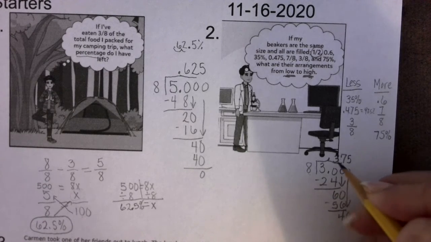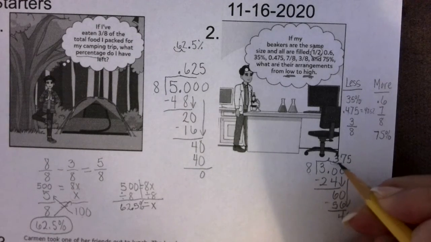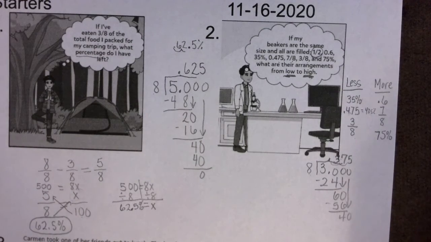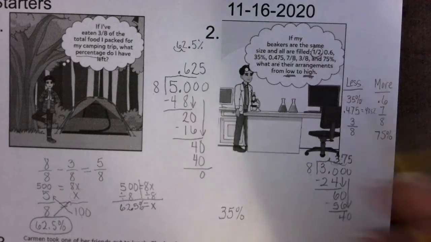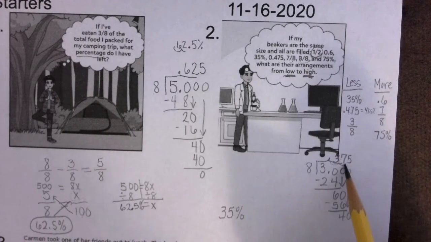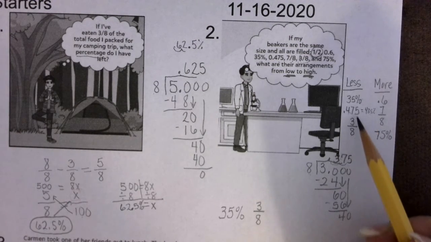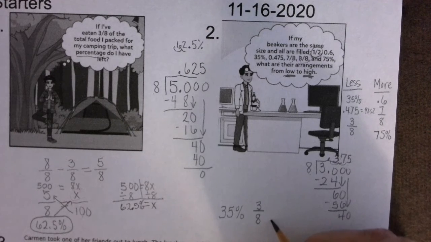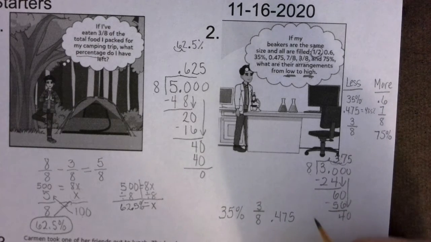And so that would be 375 thousandths. And if I was changing that to a percent, I would move that decimal over twice. So I would have 35% is the smallest. Then my 3/8 that I just did would have been 37.5%. And then I have my 475 thousandths, which would have been 47.5%. Then I know my half is in the middle.